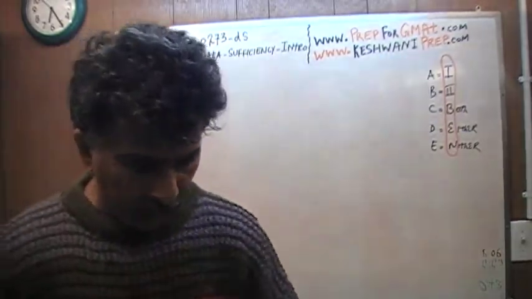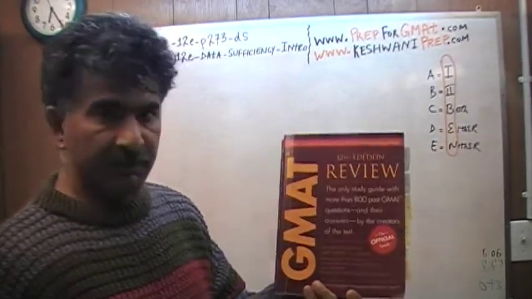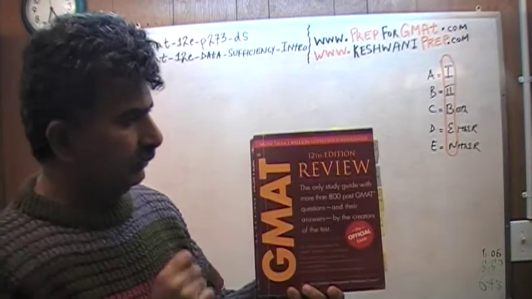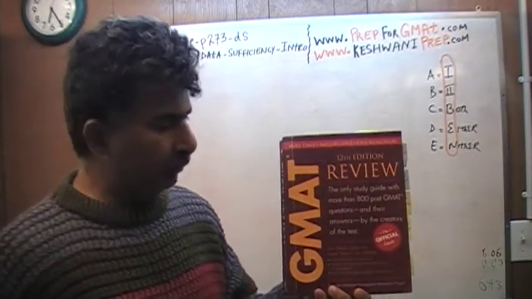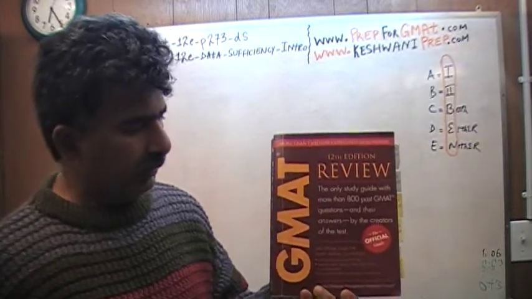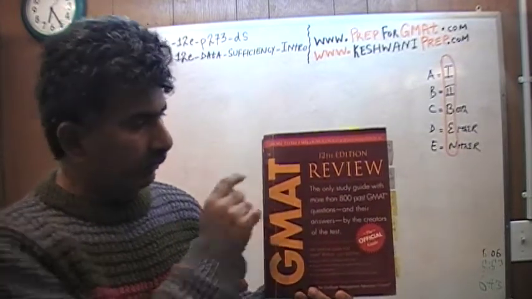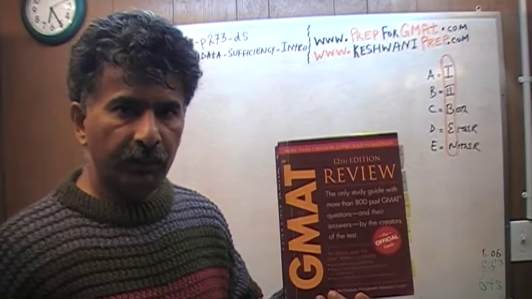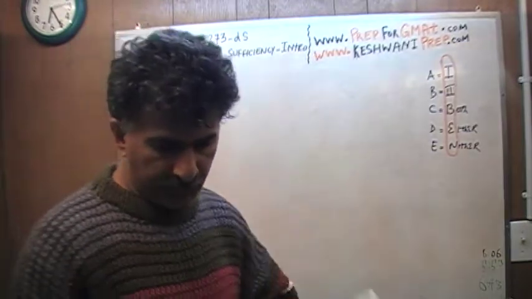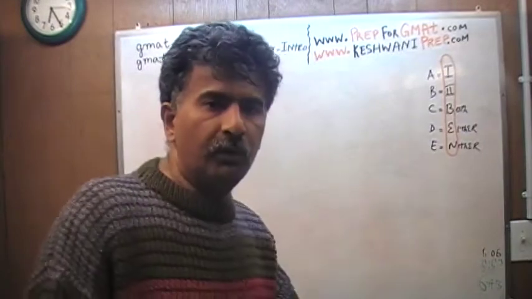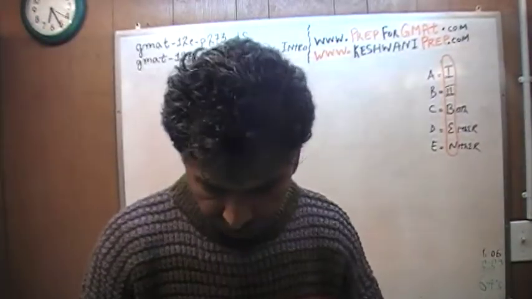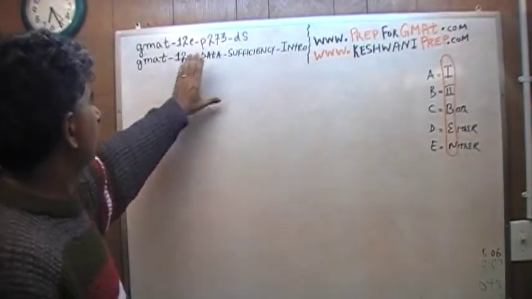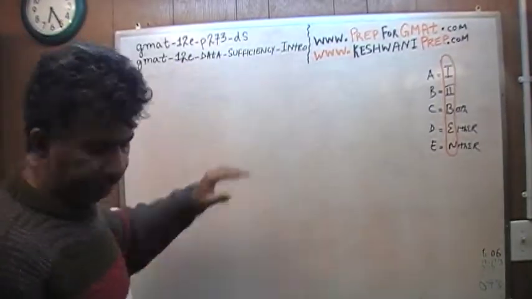Keshwani. I have been solving data sufficiency problems for GMAT out of this book here, GMAT Review, the 12th edition. It's called the official guide as well, more well known as the official guide, the 12th edition. If you do not own this book already, purchase it immediately. You're going to need it in order to follow my work. The problem that I'm about to solve is the one that you're going to find on page number 273, data sufficiency problem number 3.